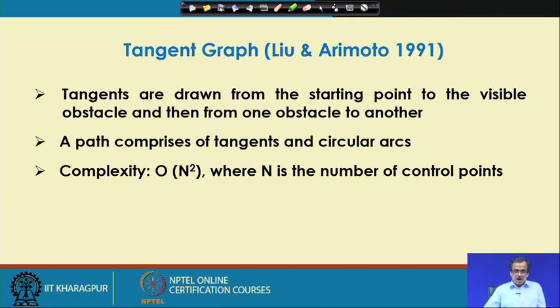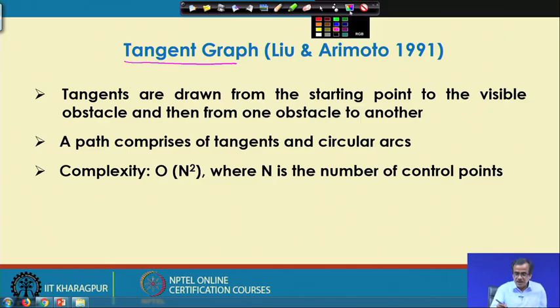Now, we are going to start with another very popular method for solving the find path problem, and this is known as the tangent graph technique. This tangent graph technique was proposed by Liu and Arimoto in the year 1991. Here actually what we do is we try to move along the tangent of these particular circles.